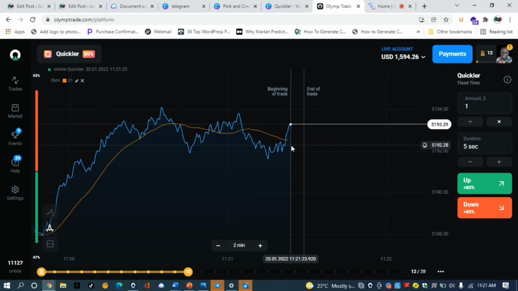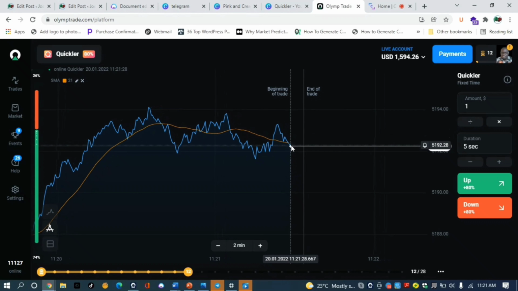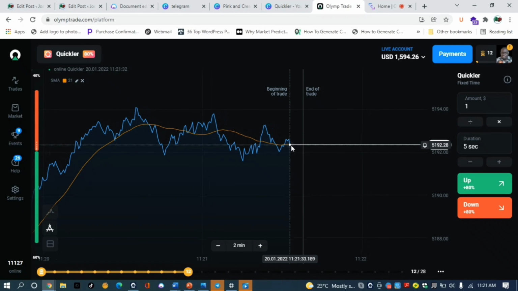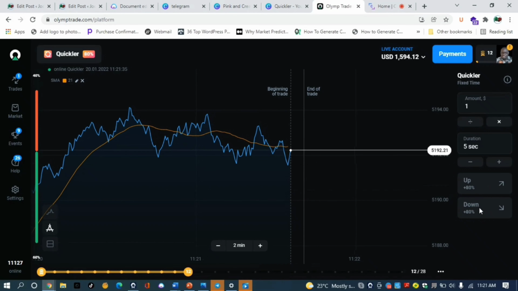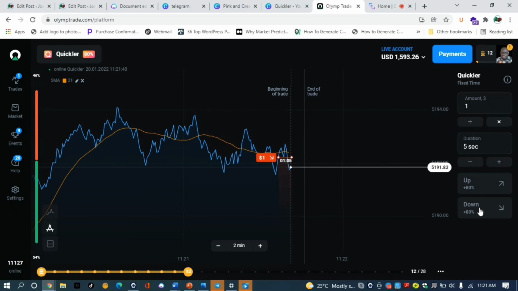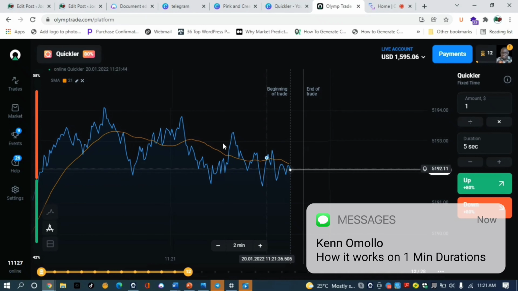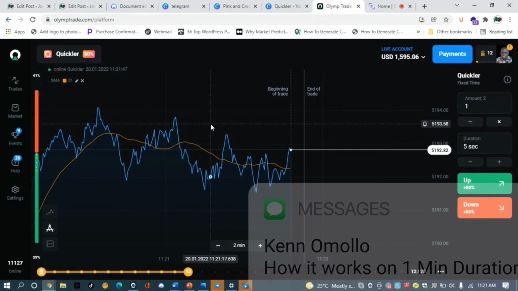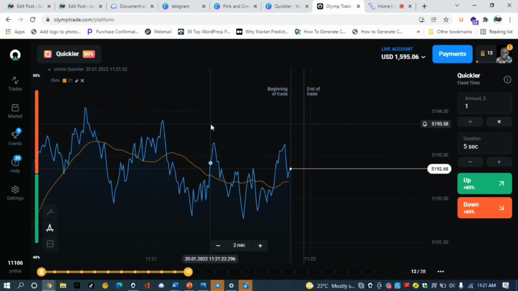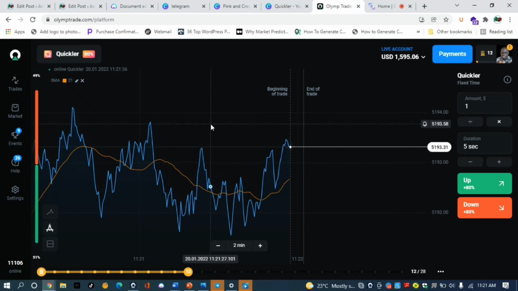So let's give it one more try by using the simple principles. The simple principles that we've talked about are the direction of the SMA and crossover. If it is crossing from the top to the bottom, then that is a signal for you to trade down. If it is crossing from the bottom to the top, that is a signal for you to trade up. We've won on that too. Okay, so that is how simple it is to trade on the 5 seconds duration. So in case you want to trade on Olymp Trade with the 5 seconds duration, then this is it.